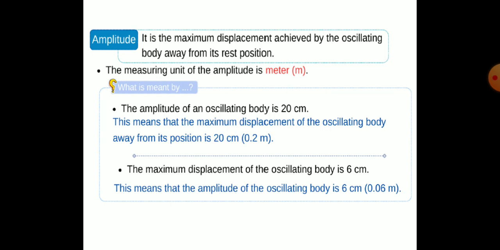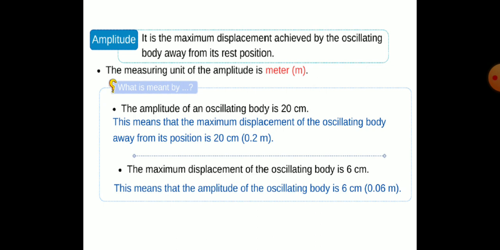Amplitude means it is the maximum displacement achieved by an oscillating body when away from its rest position, and the measuring unit of the amplitude is meter. So, what is meant by the amplitude of an oscillating body is 20 centimeter. So, we will put the definition of amplitude. This means that the maximum displacement of the oscillating body away from its rest position is 20 centimeter or 0.2 meter. And number two, the maximum displacement of the oscillating body is 6 centimeters.